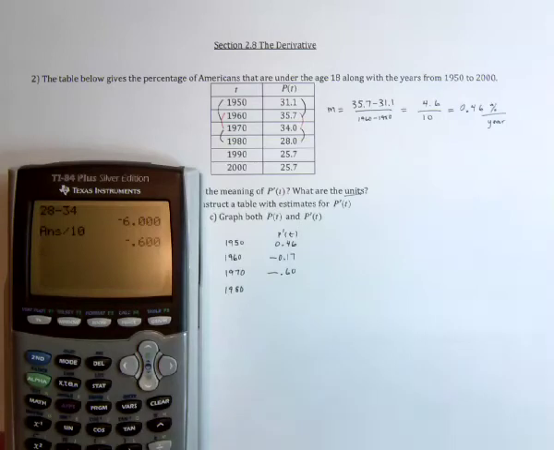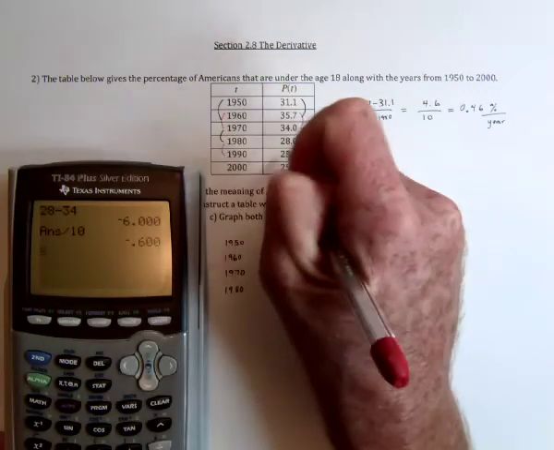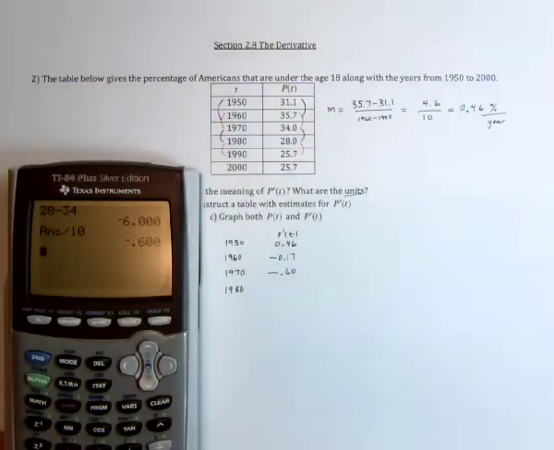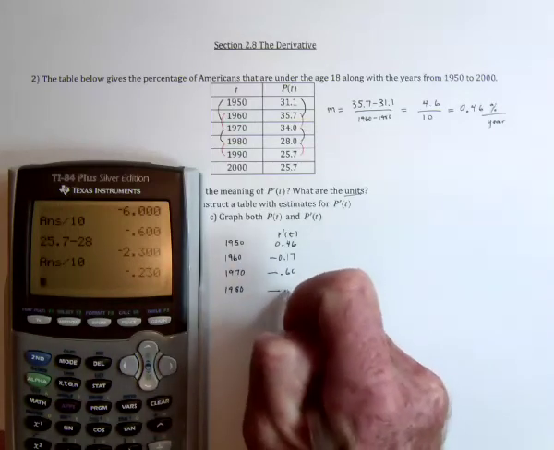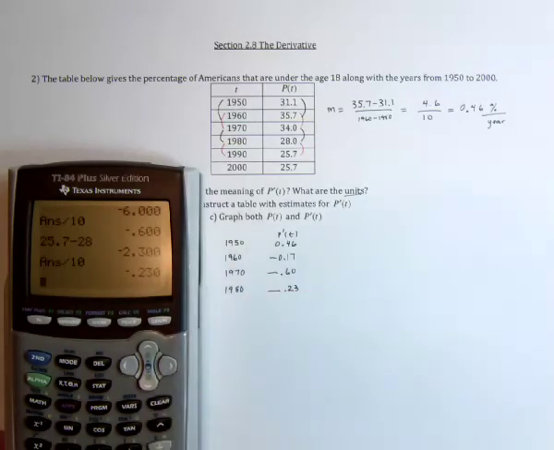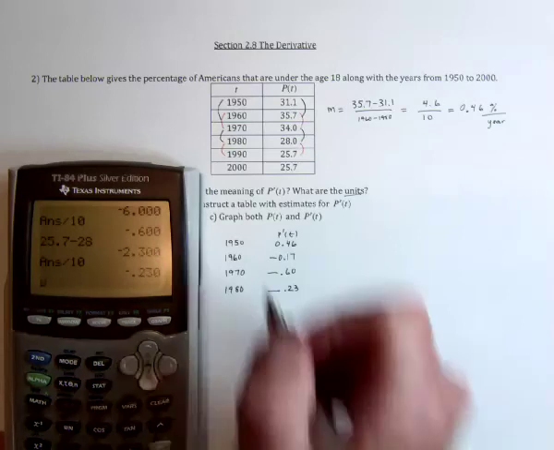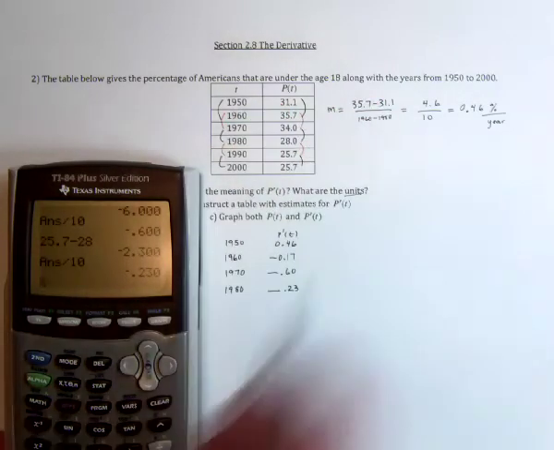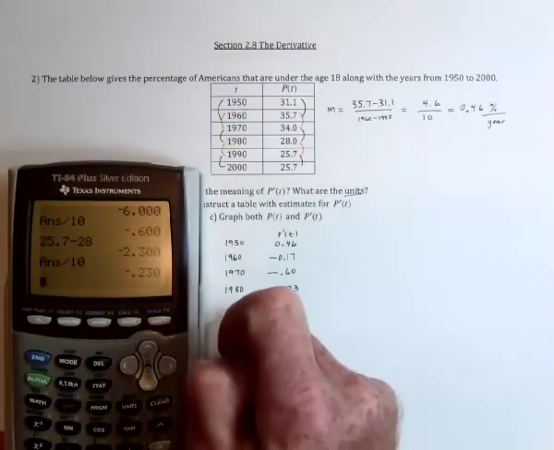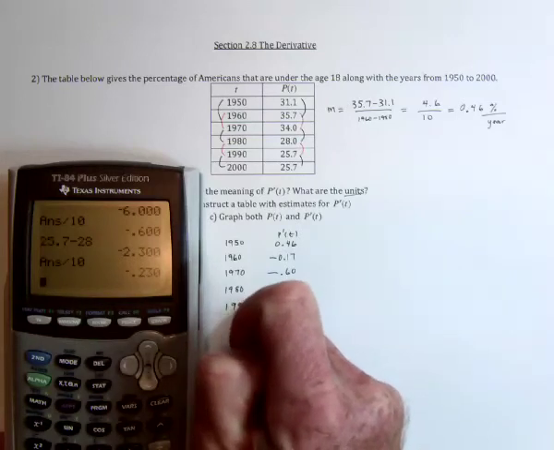The 1980s would be 25.7 minus 28.0, or an average drop of 0.23% per year. And we've almost got it. And then throughout the 1990s, it's 0. Don't even need a calculator.